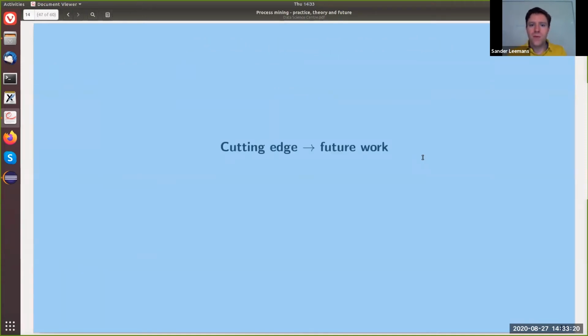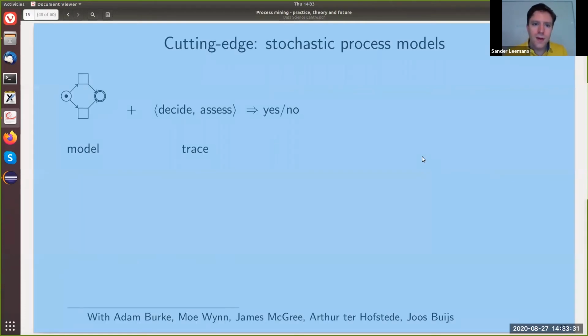Because what I would like to move on to now is a bit of the cutting edge, or what we are currently working on and where we want to go in the future. So a bit back to theory. Every process mining tool and every process mining model that I've shown you up till now gives a yes or no answer when you ask the model, does this trace occur in your behavior? So a model describes a certain behavior, and then you can ask, do you support this trace? Then you get a yes or no answer.